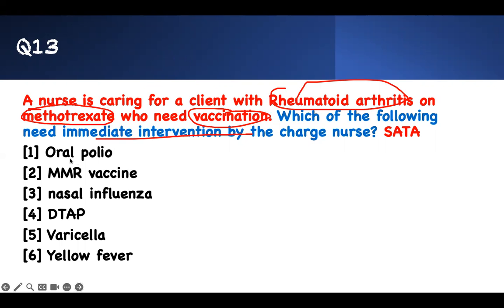Therefore, oral polio is a live vaccine. We can't use it. MMR is a live vaccine. We cannot give it to them. Influenza, the nasal one, is a live vaccine. We can't give it to them. DTaP is not a live vaccine. Varicella is a live vaccine, and yellow fever is a live vaccine. So the only one you can give is this.